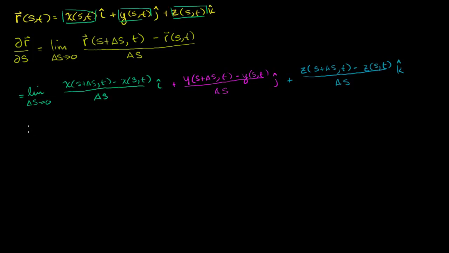This is equal to the partial derivative of x with respect to s times i, plus the partial derivative of y with respect to s times j, plus the partial derivative of z with respect to s times k.